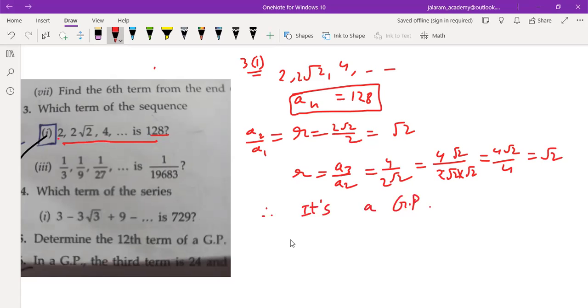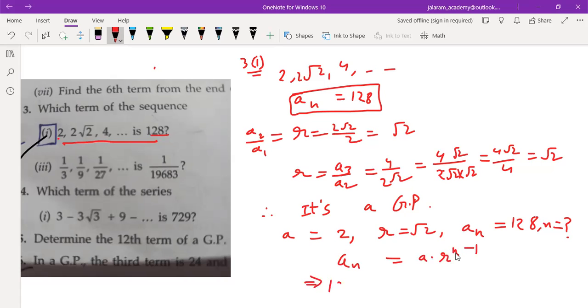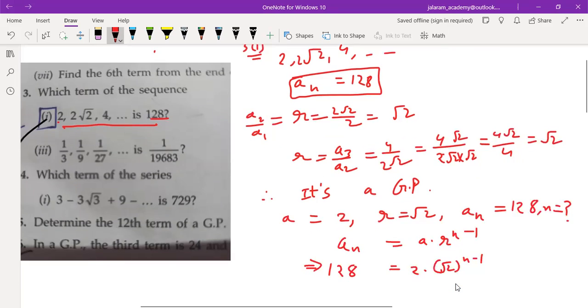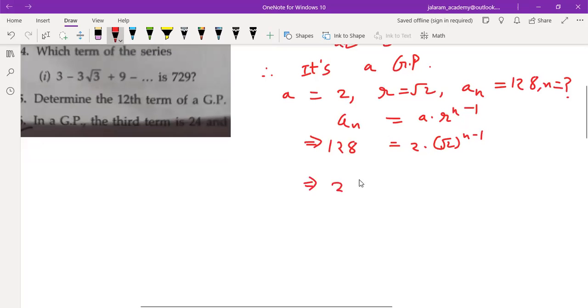Therefore, it's a GP with first term equals 2, common ratio equals root 2, and the nth term is 128, for which we have to find the value of n. So let's use the general formula for the nth term. We know that it is a into r to the power n minus 1, that is 128 equals 2 into the value of r, root 2, whole to the power n minus 1. It implies 2 to the power, it will be 7: 2, 4, 8, 16, 32, 64 and 128, yes.